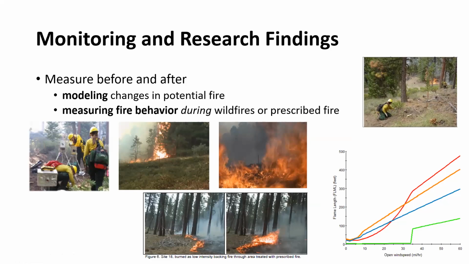So how do I know this? How do I know that we're making a difference? There have been a lot of projects I've been involved with in measuring fuels and the plant community before and after both wildfires and prescribed fires. And on wildfires, very often we were targeting areas that had had a treatment, either a thinning or a prescribed fire, and we were trying to actually measure.